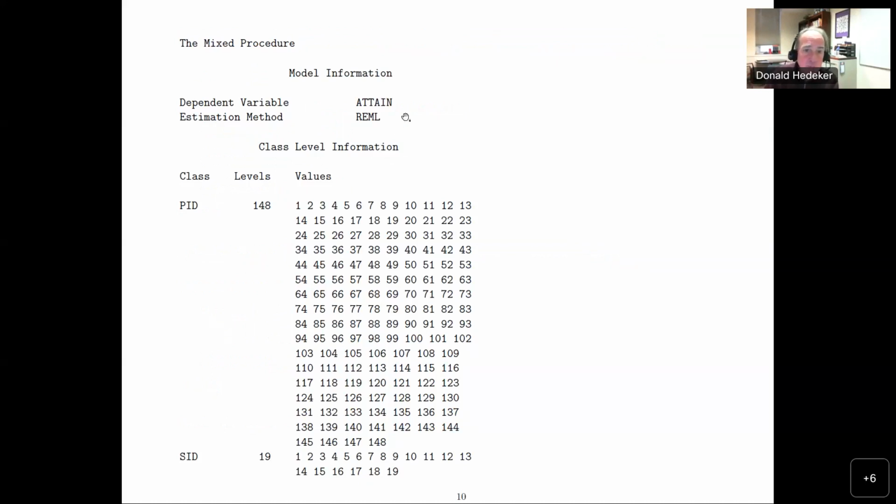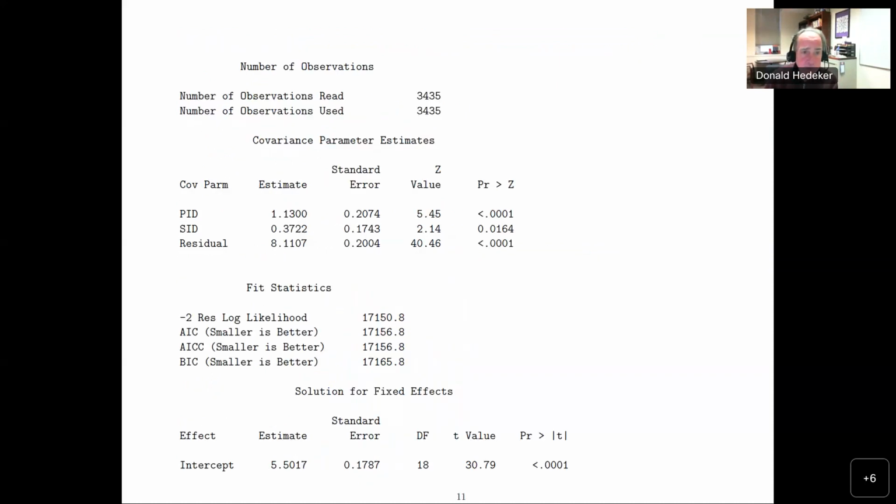So the dependent variable here is attainment. It's using restricted maximum likelihood by default. It identifies there's 148 primary schools. There's 19 secondary schools. The values are just the ID sequential numbers from 1 to 148 for primary, 1 to 19 for secondary schools. Okay, so it does take care of things for us. Okay, there's this many students, 3,435.